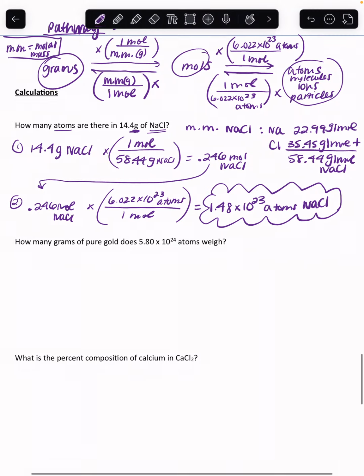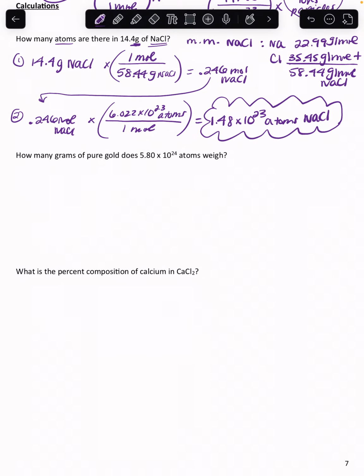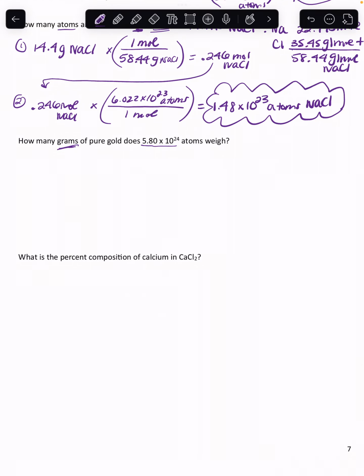All right, let's try the next one. This one is asking the opposite question of the first one. How many grams of pure gold does 5.8 times 10 to the 24th atoms weigh? So I'm starting with atoms and I'm ending in grams. I'm going the opposite direction. So again, I will need my molar mass. I'm going to pull that out right now because it's just easier for me.